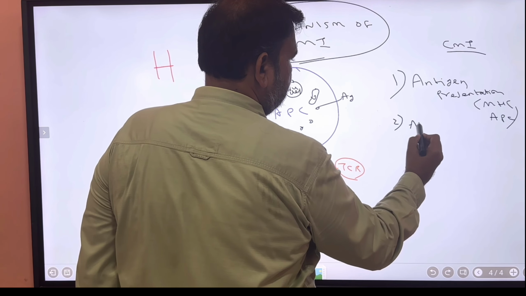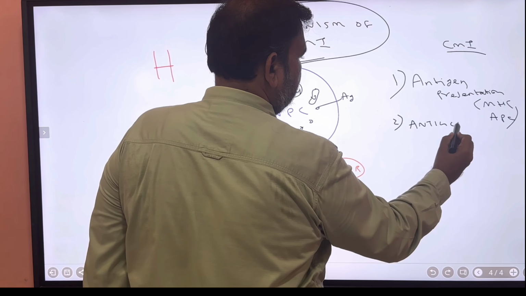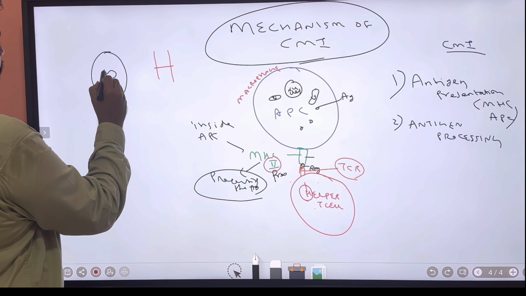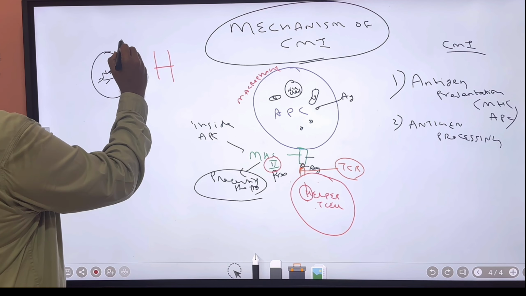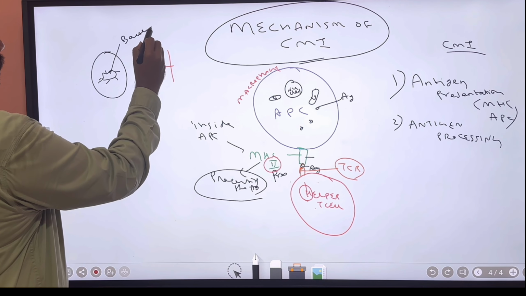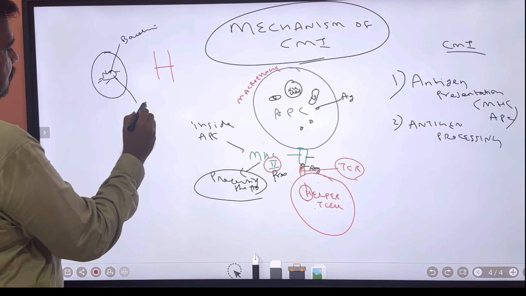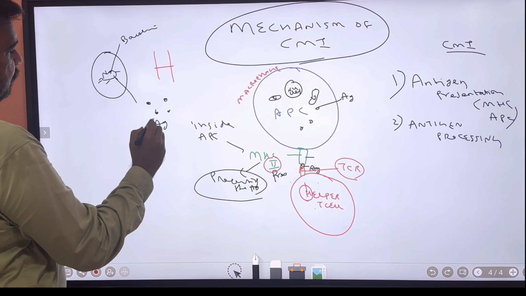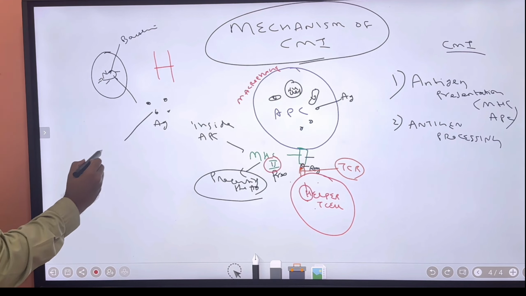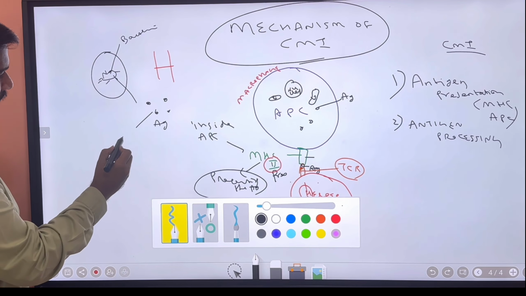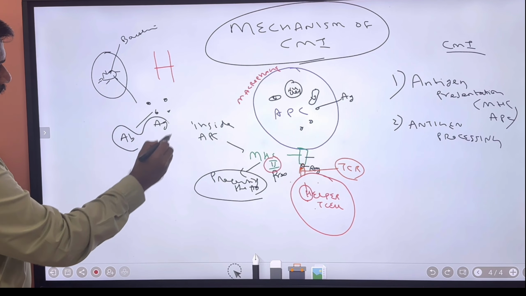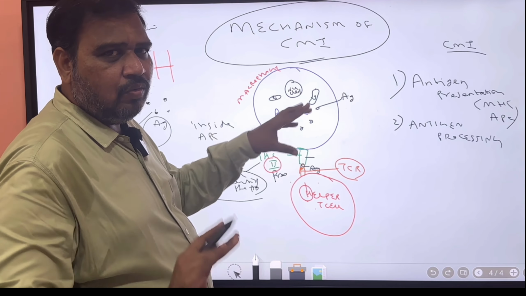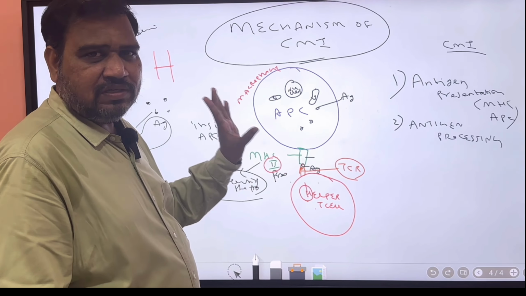So first step is antigen presentation. Second step is antigen processing. For example, imagine this is bacteria, and processing goes and antigen is being released. This is antigen. If it is free antigen, that can be taken by antibody, and an antibody antigen complex forms. But here the antigen has entered into the antigen presenting cell. Now no other role. T cell only has to do this function.